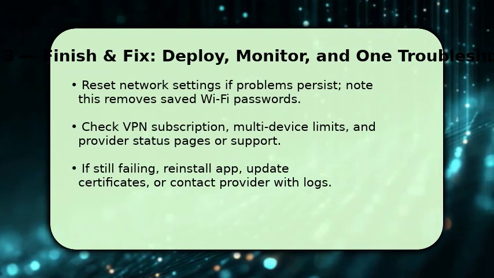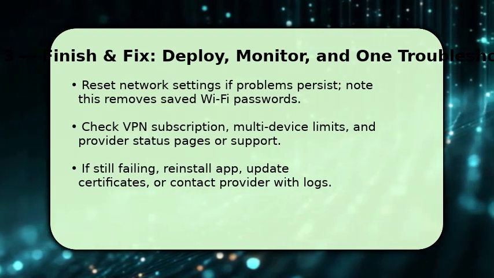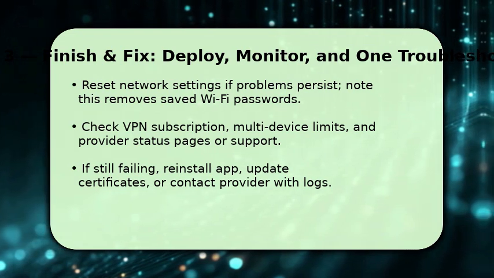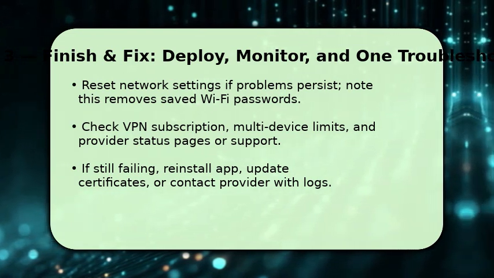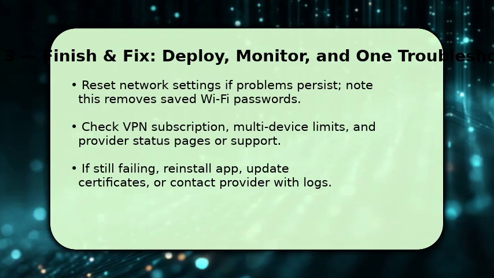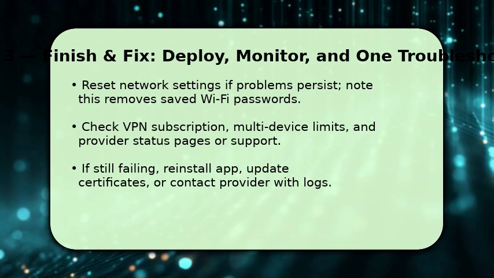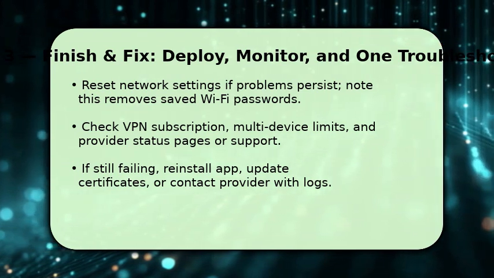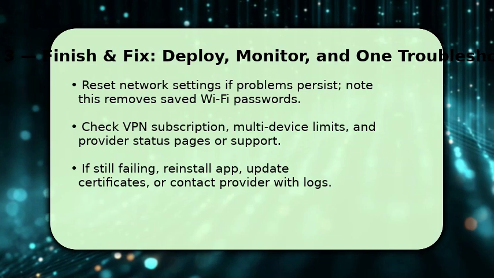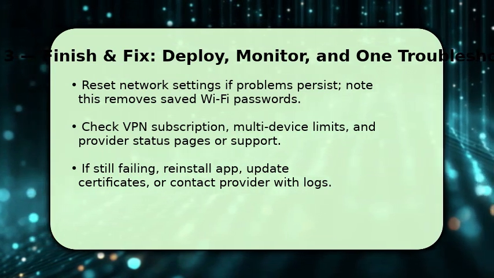If reconfiguration fails, reset network settings to clear corrupted configurations. Remember this: delete saved Wi-Fi passwords. Verify your subscription and device limit with the provider and check their status page for outages. Reinstall the VPN app and update any installed certificates or profiles.